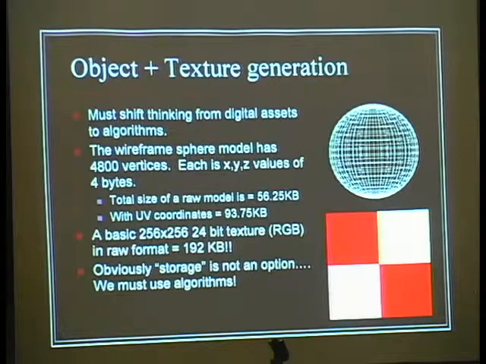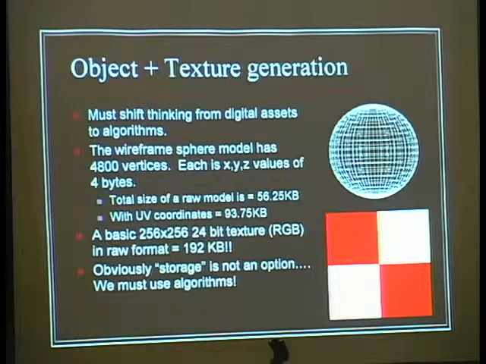But again, just as Estek mentioned, you need to move from thinking about digital assets to algorithms. And this wireframe sphere model, which is a bunch of clods, has 4,800 vertices. We're talking about a program that has 4,096 bytes. A vertex is typically a tuple of 3 x, y, and z coordinates in which you may have floats representing them. So you have 32-bit numbers, right?